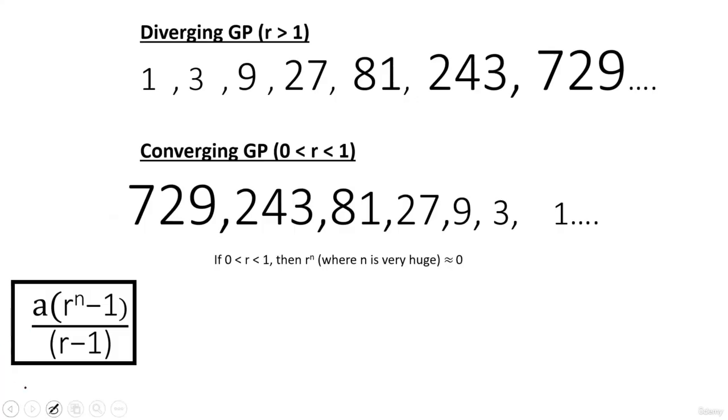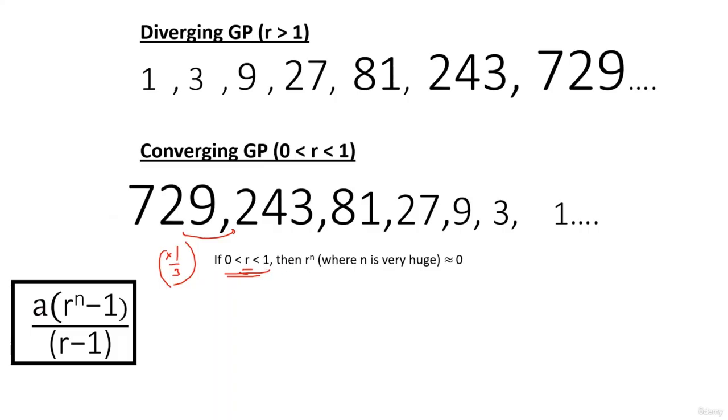So we observe that in this case, our common ratio is 1/3. If we square 1/3, it becomes 1/9, the value has decreased. If we cube it, it becomes 1/27. So if r is a fraction, observe that if you raise it to a very large value, it will be close to zero, isn't it?